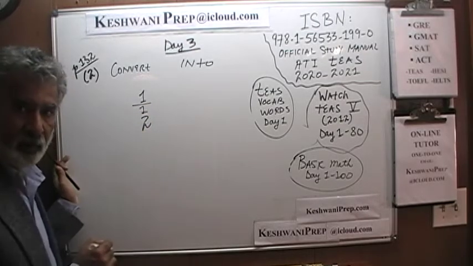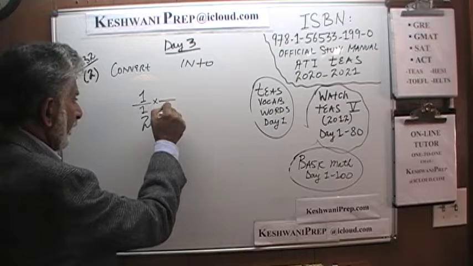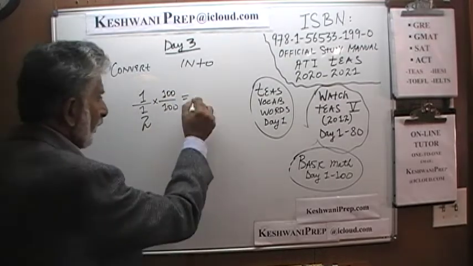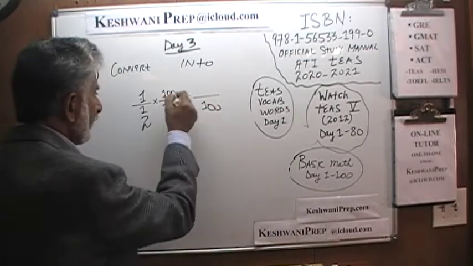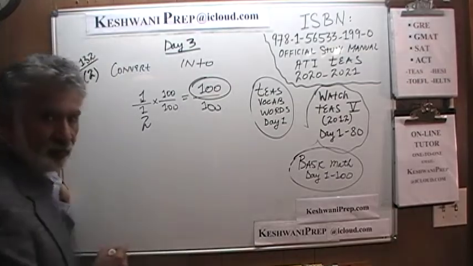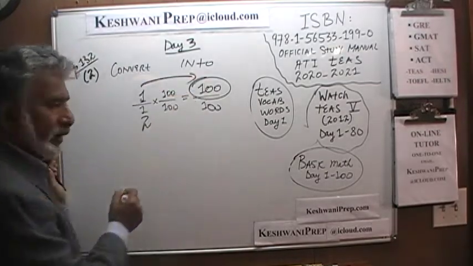How do we convert the bottom into 100? Multiply top and bottom by 100. So at the bottom we have 100. 1 times 100 is 100. Whatever we end up with on the top, that's the percentage. In other words, 1 is 100%.